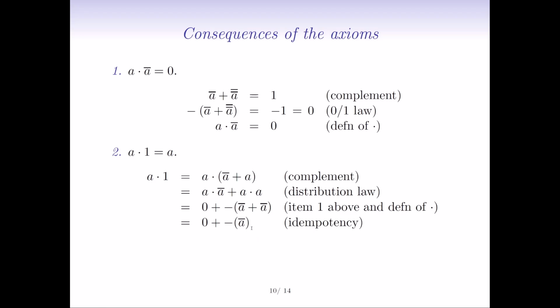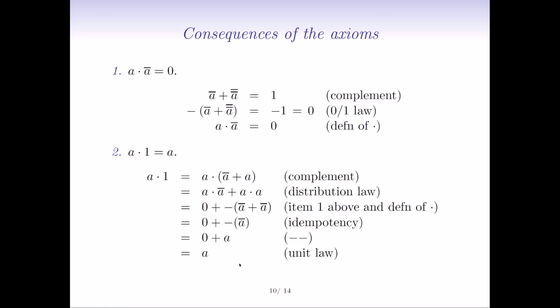And I can then apply my law of idempotency to say, well, actually, minus a plus minus a is equal to just minus a. And then I have, of course, a double minus here, so I can eliminate that to get just 0 plus a. And then finally, I can use my unit law axiom to eliminate the 0. 0 plus a equals a.